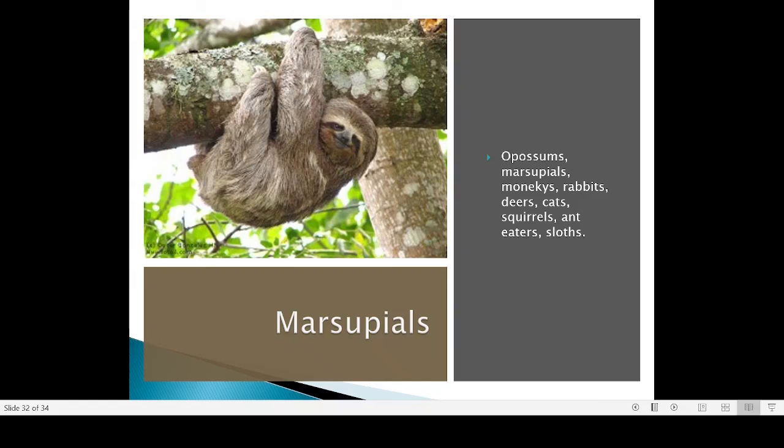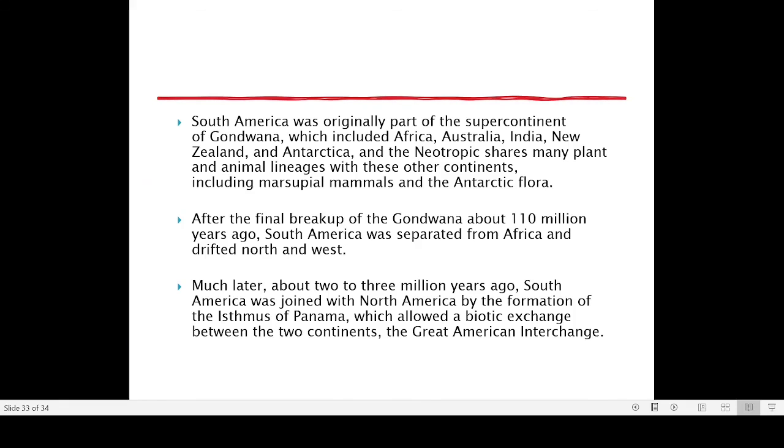Now, marsupials are commonly present in the Australian region, whereas some species of marsupials are also present here, like opossum. Opossum is one example of a marsupial. Then several different species of monkeys are common in South America. Then squirrels are there. Spider monkey is one example, and several species of deer, bats, etc. So these are some of the diversity of the mammals which are present in the South American region.